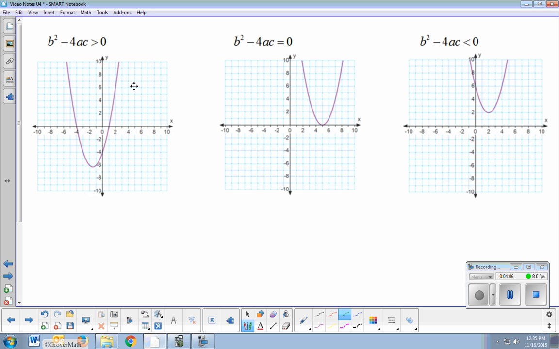Over here, these are just examples of if our discriminant is positive. Remember, this is greater than 0, so positive. Then what we see is we get 2 roots. So when this happens, we get 2 real roots. The question is, are they rational or are they irrational? And so that depends if this is a square or not. But we definitely get 2 real roots. 2 real rational roots, 2 real irrational roots. But 2 real roots, each with multiplicity 1.